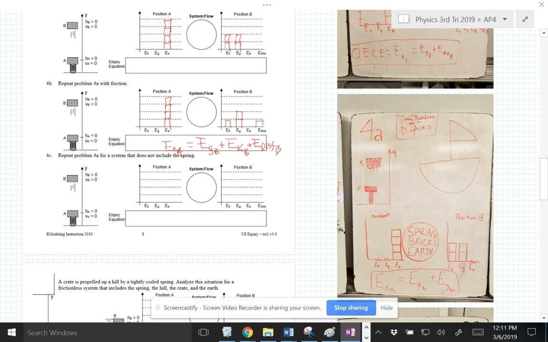All right. Repeat problem 4A for a system that does not include the spring. And that's kind of like when a space shuttle comes into land, again, we talked about that the other day, it's going like 17,000 miles an hour. When it's landing on the runway, it's got to get down to like a couple hundred miles an hour or it's going to end poorly. That's not a landing, that's a crash. To do that, they just scrub off a bunch of energy in the atmosphere by using friction with the air to slow the space shuttle down.